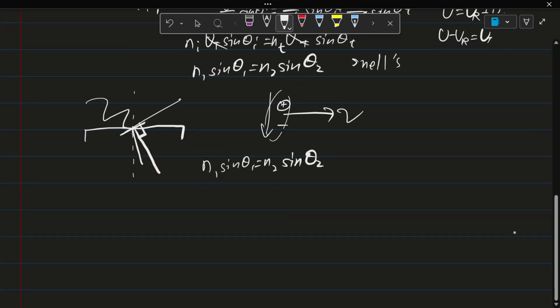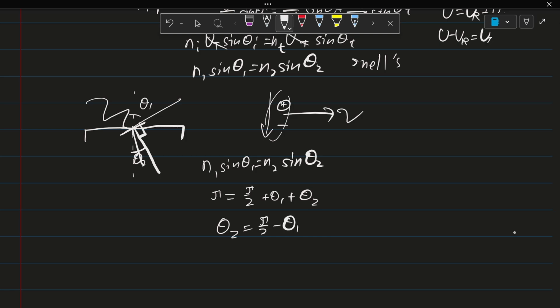And we also have a relation. This is theta 1, this is theta 2, and this is 90 degrees. Therefore, 180 degrees, or pi, should equal pi over 2 plus theta 1 plus theta 2. So what relation do we get? Theta 2 equals pi over 2 minus theta 1. And this is exactly n2 cosine theta 2.